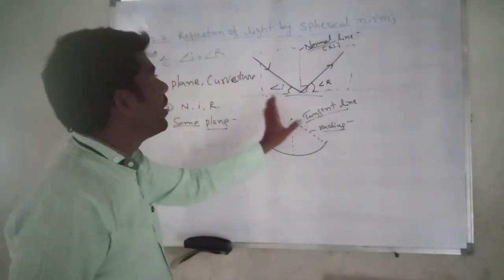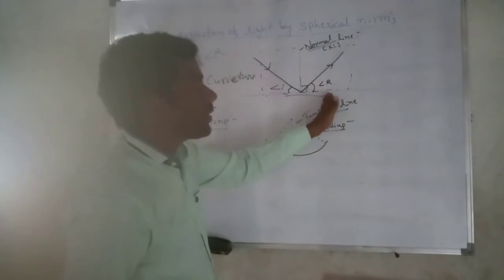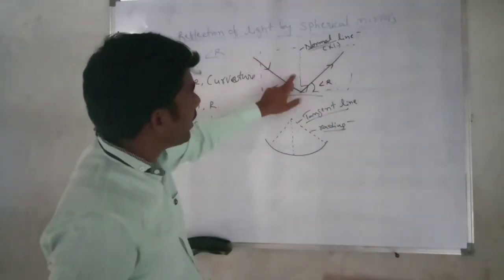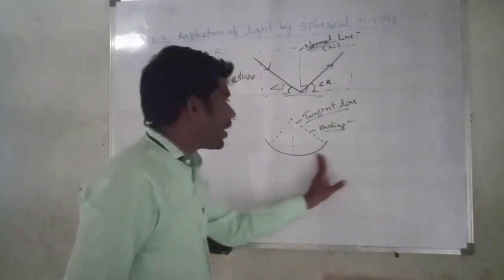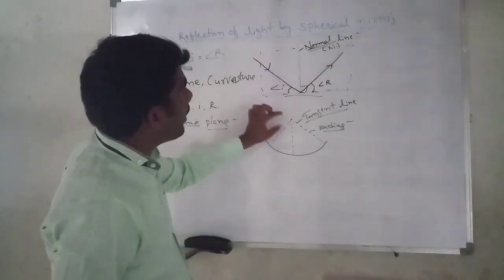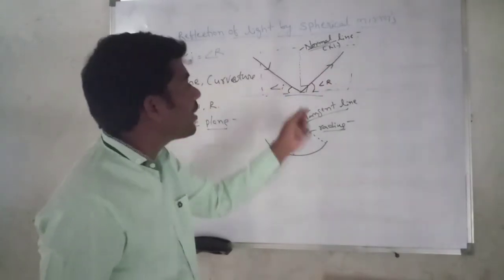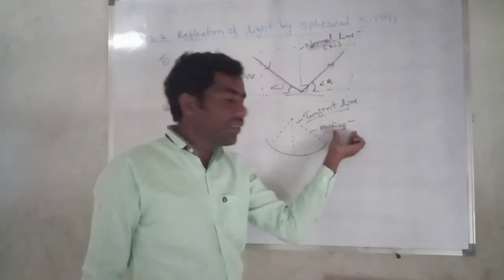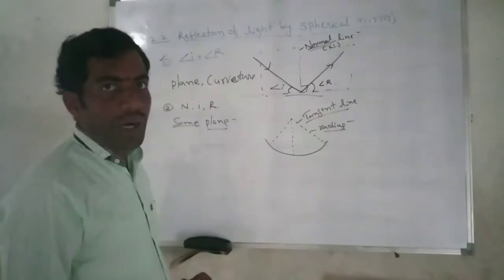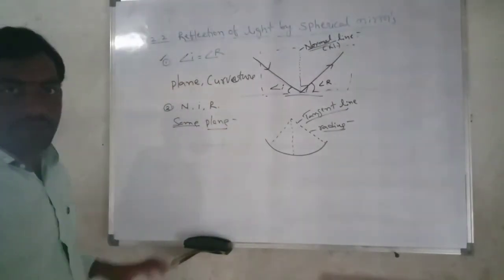In the plane surface, the normal line is like this. In the case of a curvature surface, the normal line is taken along the radius. This is the most important point. These are the laws of reflection.